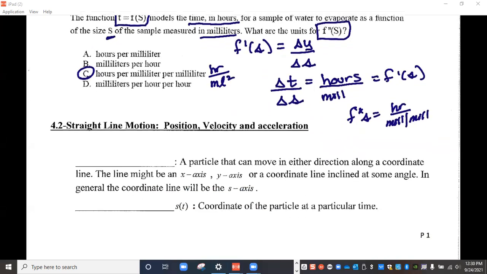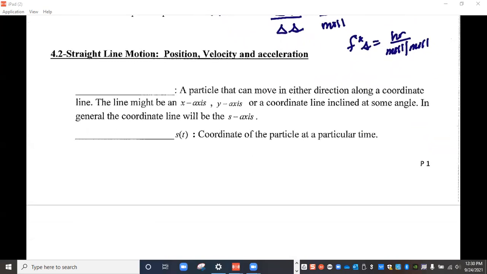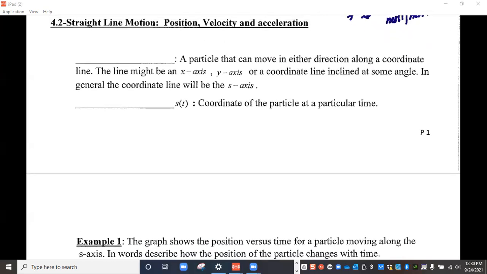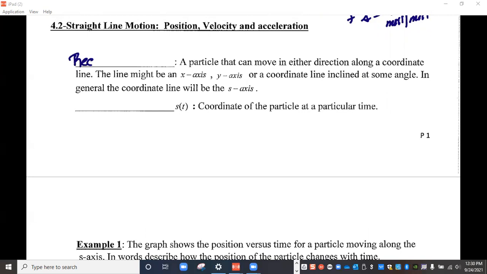Okay, so like I said, we're going to move into one application of derivatives, which is velocity and acceleration. When we talk about all of these motion problems, we're really looking at rectilinear motion. When we talk about rectilinear motion, we're talking about a particle that's moving in a direction. Again, the line may be the x-axis, the y-axis, or some other straight line, or the general coordinate line, which we call the s-axis when we're talking about position.